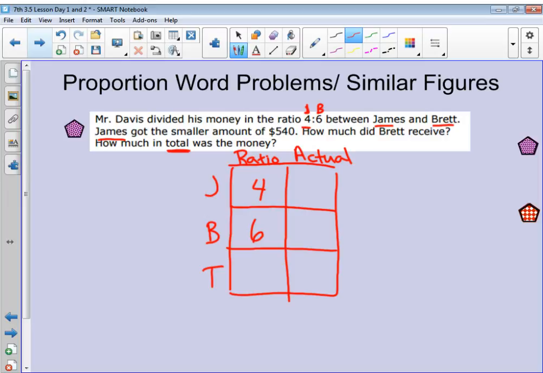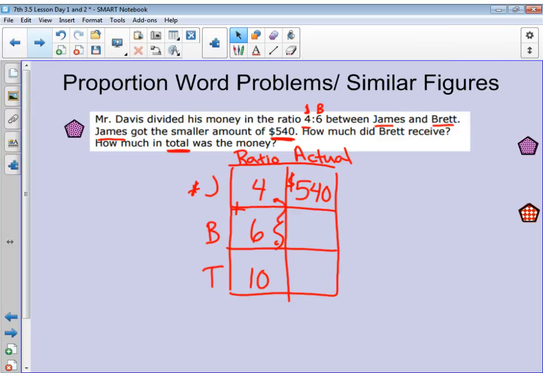If James got 4 parts and Brett got 6 parts, how many total parts are there between these two? We add those together to find our total, which gives us 10 parts between the two of them. Okay, so that's the first step, understanding that part. Now, they have to at least give us one of the actual numbers. When I go back and reread, it says James got the smaller amount of $540. So here's my James, and he received $540. It's my actual number. How much did Brett receive? And how much was our total?